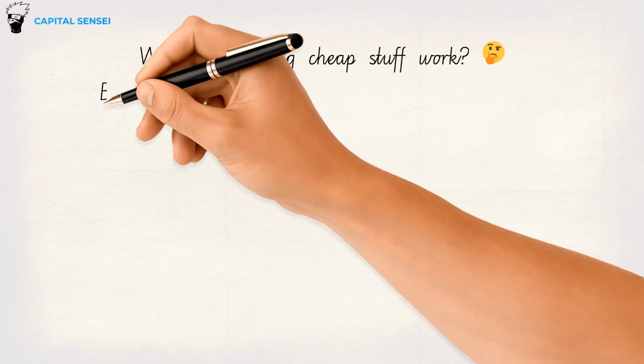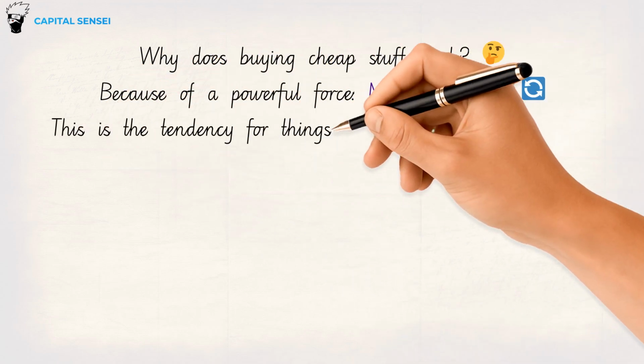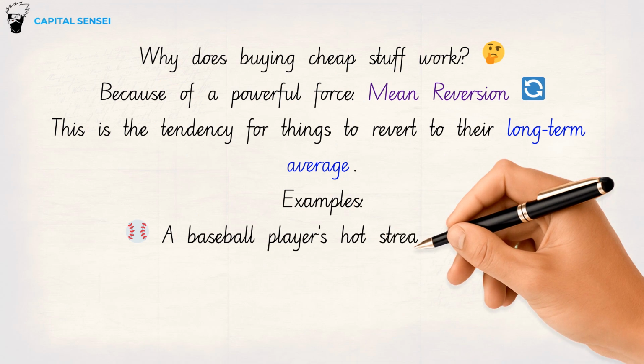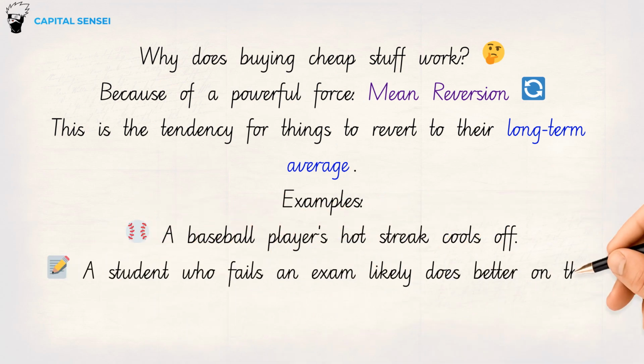But this begs the question, why does buying cheap stuff even work in the first place? The answer lies in one of the most powerful forces in finance and in life: mean reversion. This is the simple, statistical tendency for things to revert to their long-term average. A baseball player on an insane hitting streak will eventually cool off and return to his career batting average. A student who bombs their first exam is likely to do better on the next one, closer to their normal academic level. The same is true for companies and stocks.